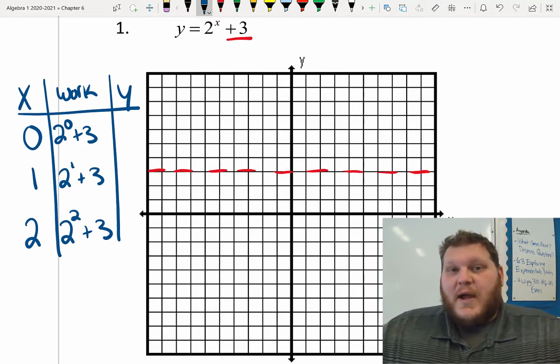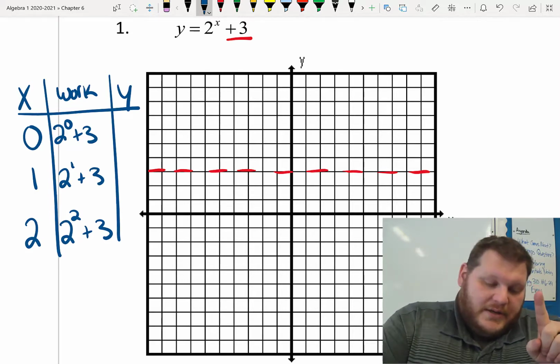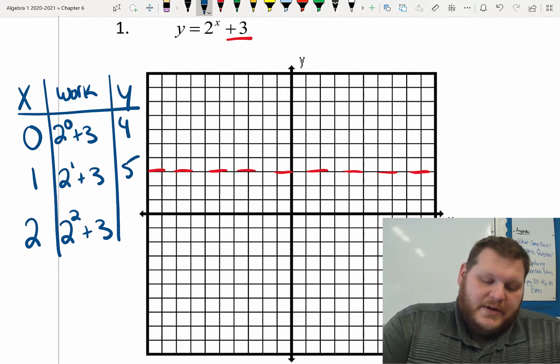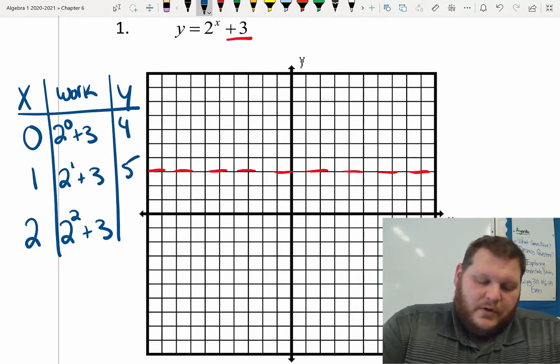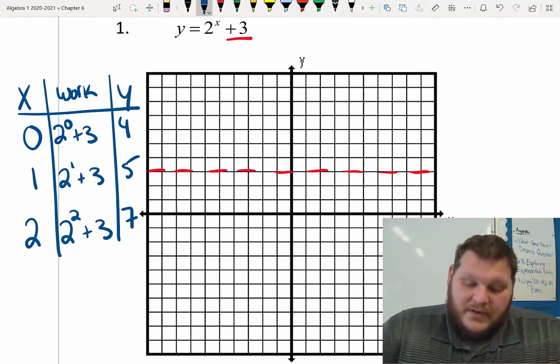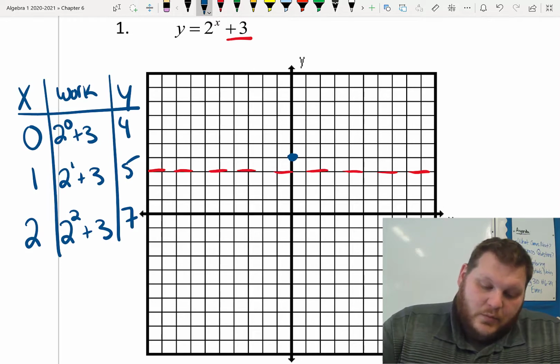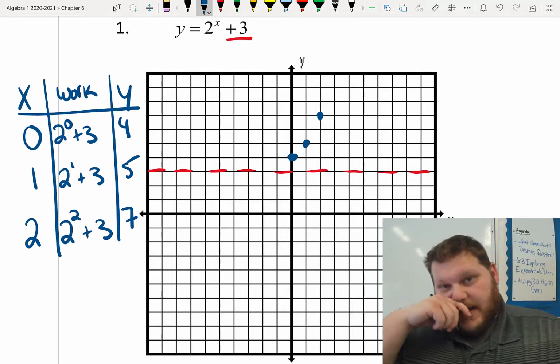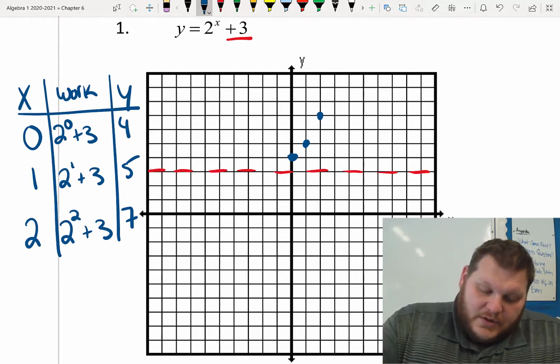So 2 to the 0 power, we know that that's positive 1, plus 3 gives me 4. 2 to the first power is 2, plus 3 is 5. 2 squared is 4, plus 3 is 7. So I'm going to go ahead and just plot those 3 points: 0, 4; 1, 5; and then 2, 7. So with those 3 points, we get a good idea for where the curve happens and how steep that curve is. So then we're just going to do our best to draw a nice smooth curve that's close to the asymptote.